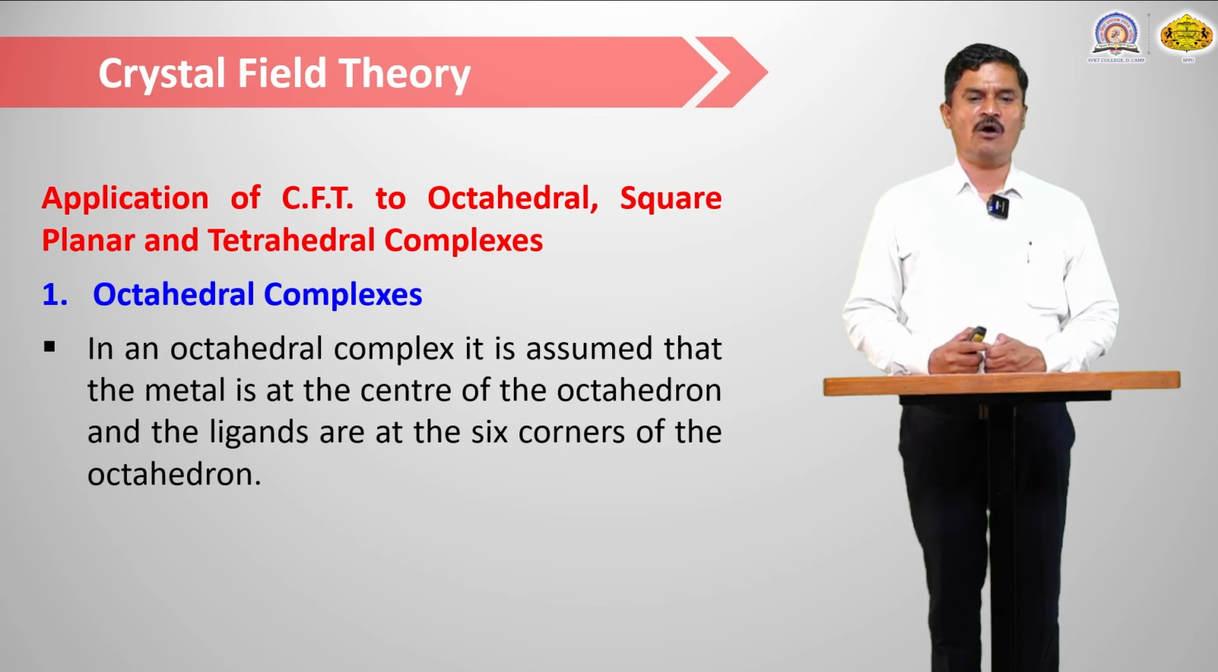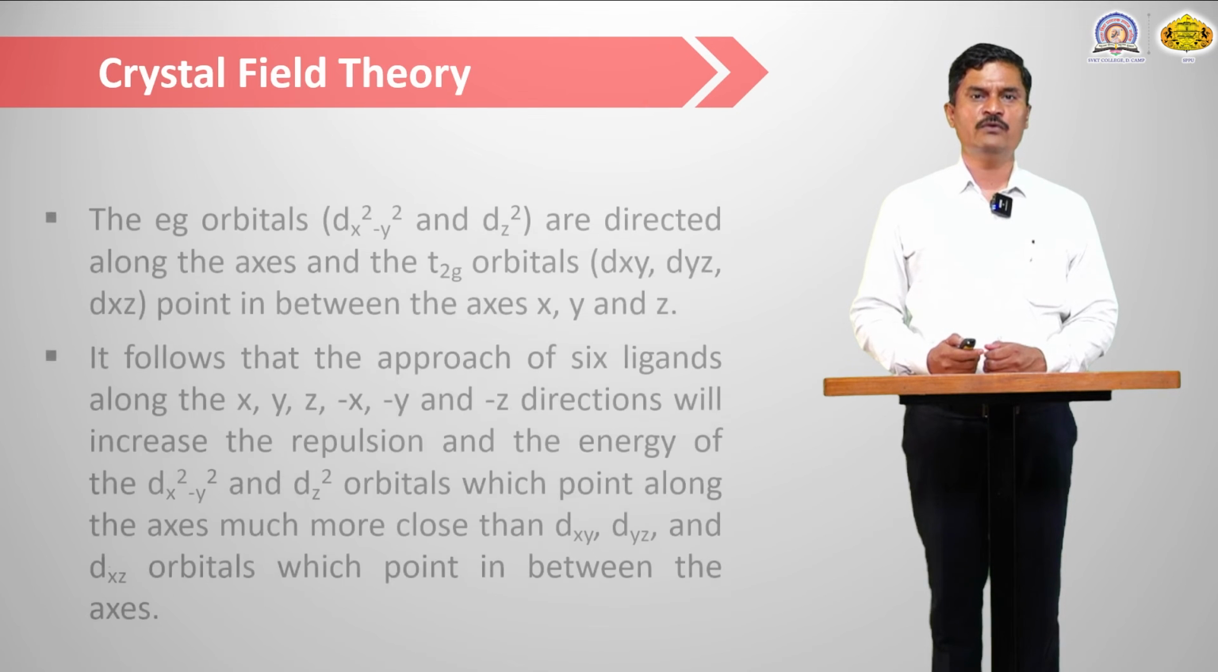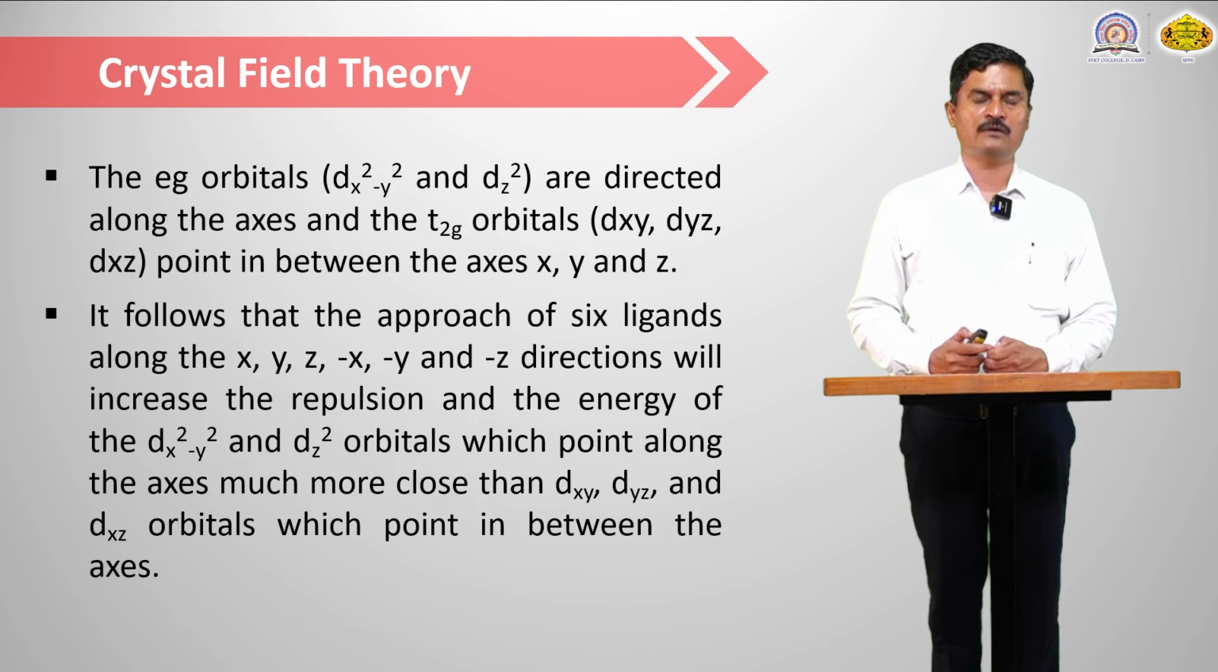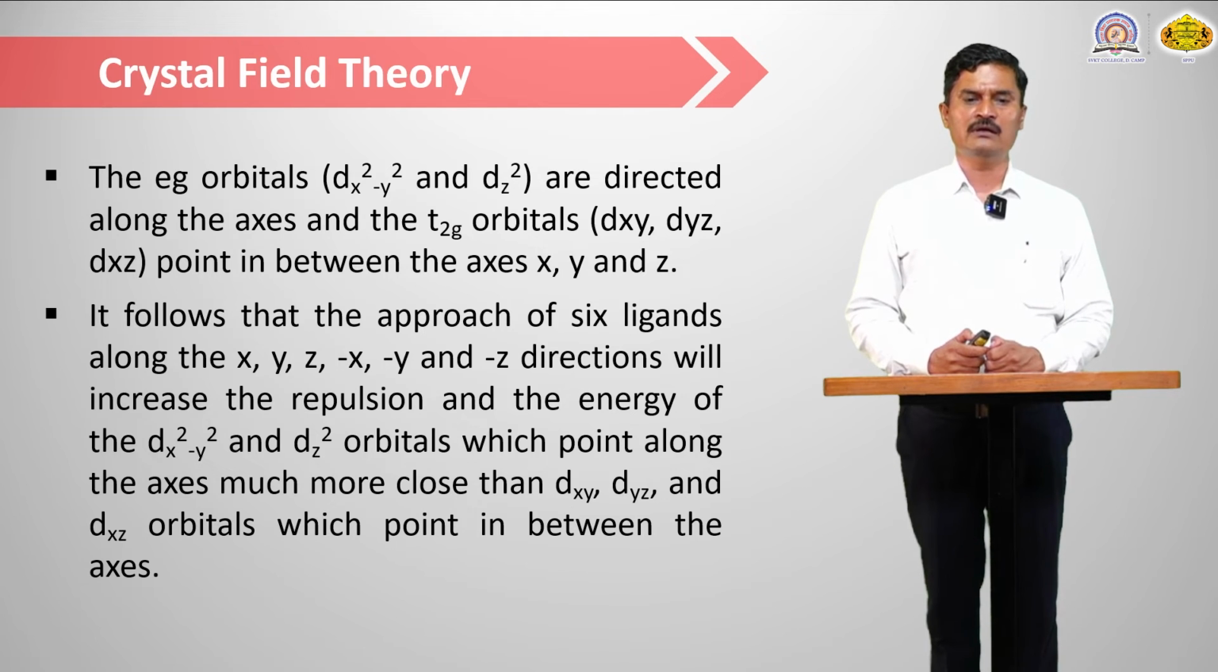So, first consider the octahedral complexes. In an octahedral complex, it is assumed that the metal is in the center of the octahedron and the ligands are surrounding it at the corners of the octahedron. Meaning when the complex is formed, the metal is always present in the center and at each of the six corners there is a ligand. The Eg orbitals, dx square minus y square and dz square, are directed along the axis, and the T2g orbitals are present in between the axes, meaning the x, y and z axes.